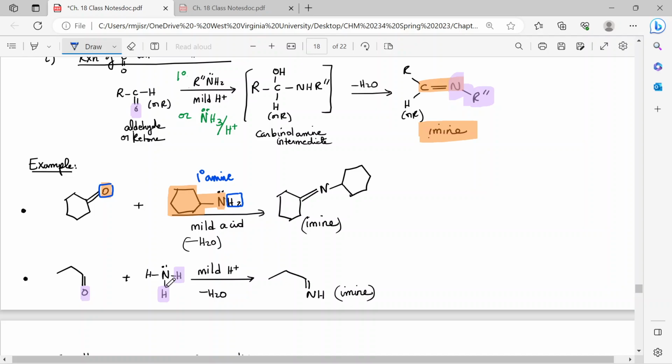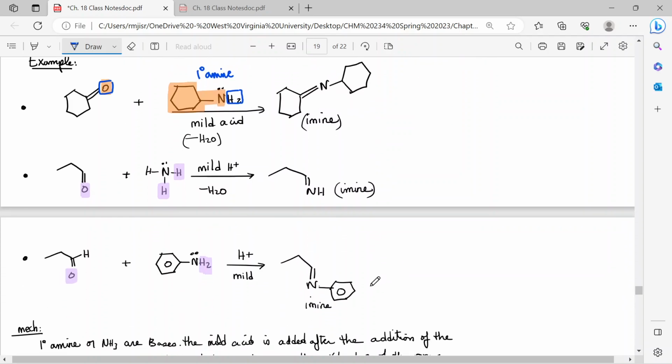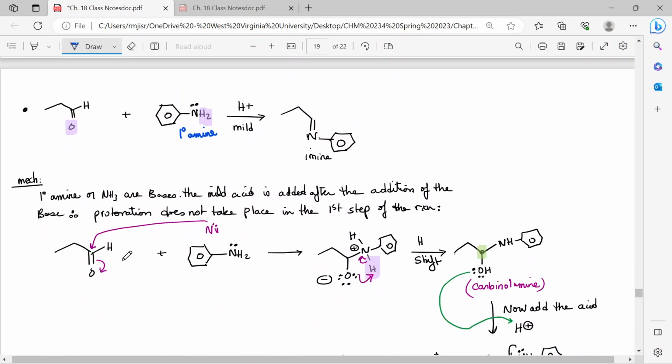We can do the same thing with ammonia because ammonia also can lose two hydrogens. So here I'm going to take two hydrogens from the ammonia and an oxygen, and this is an imine as well. Another example over here. As long as you are working with a primary amine, then lose the water in the presence of a mild acid, and get the imine.